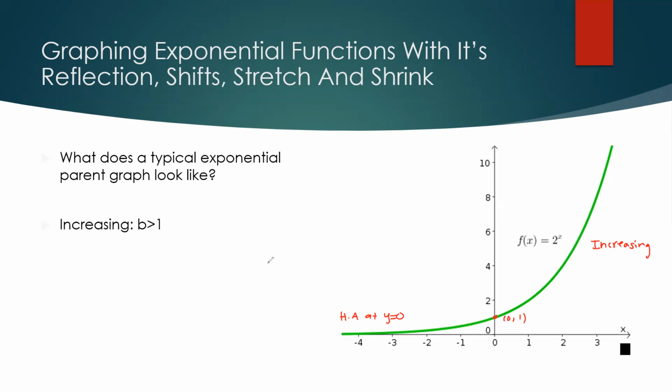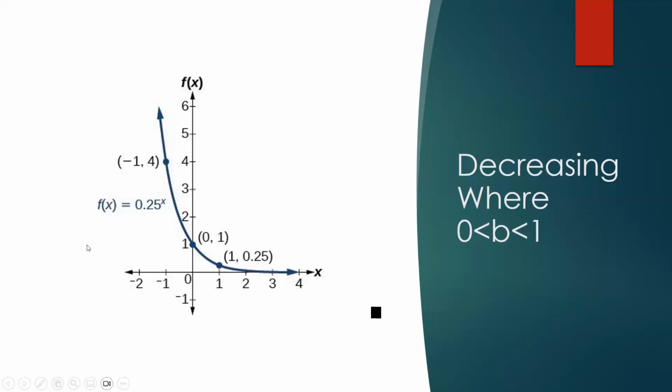And then the next one is going to be decreasing. This is an example of a decreasing where the base is less than 1 but greater than 0. As you can see, it's still positive. In our example, it looks just like the increasing, but it's heading to the left. The base is 0.25, which is less than 1 but greater than 0, so most likely a fraction. Okay, so that is a decreasing.